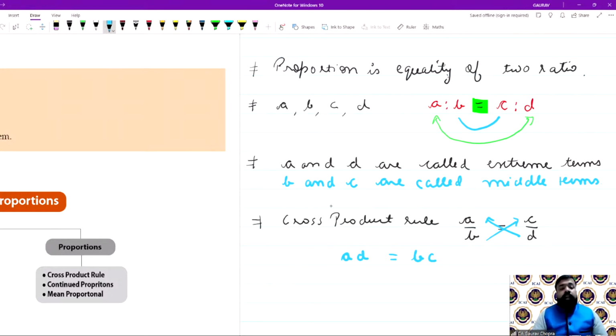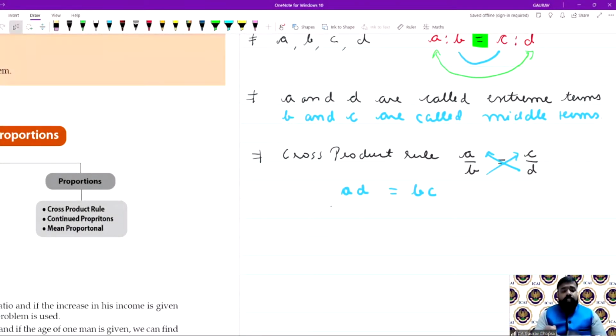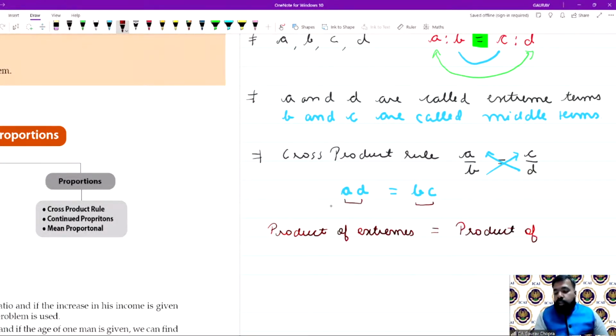This becomes the basic formula of the cross product rule: AD is equal to BC. If we see here, A and D are extreme terms and B and C are middle terms. So we are simply multiplying the extreme terms and multiplying the middle terms. Therefore, we can write it as product of extremes is equal to product of middle terms, also known as means. Means denotes the middle terms. AD is known as the product of extremes and BC is known as the product of means. So AD is equal to BC. This is the simple rule.